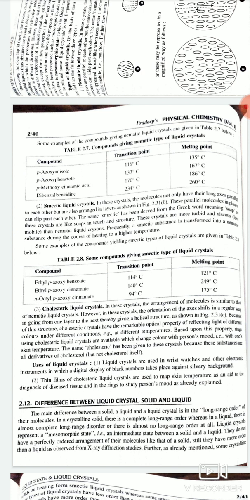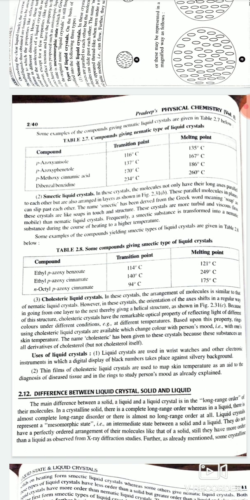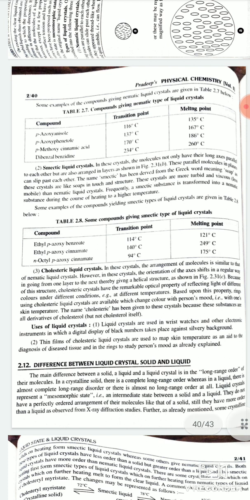Some examples of the compounds yielding smectic types of liquid crystals are given in the table. Compound ethyl para-azoxybenzoate: its transition point is 114 degrees Celsius, melting point is 121 degrees Celsius. Second compound is ethyl para-azoxycinnamate: transition point 140 degrees Celsius, melting point 249 degrees Celsius. Third is N-acetyl para-azoxycinnamate, whose transition point is 94 degrees Celsius and melting point is 175 degrees Celsius.